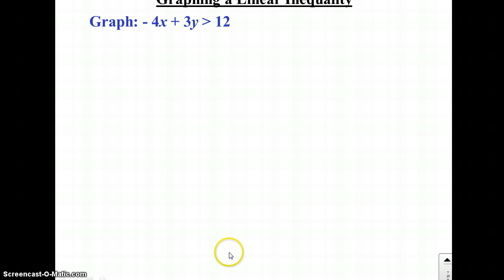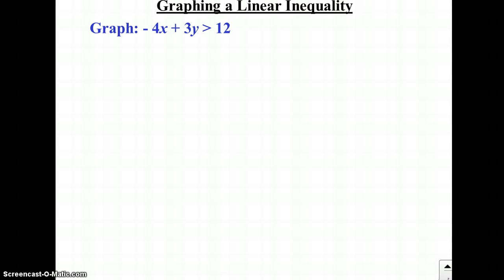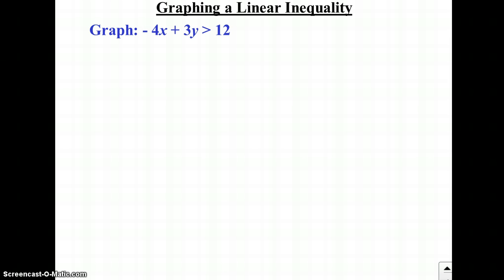So let's graph this linear inequality. Practice all things we put into play. The first thing we're going to do here is isolate the variable y on one side of the inequality. So I'm going to move my negative 4x to the other side by adding 4x to both sides. So I get 3y is greater than 4x plus 12. I'm now going to divide both sides by 3. So y is greater than 4/3 x plus 4.